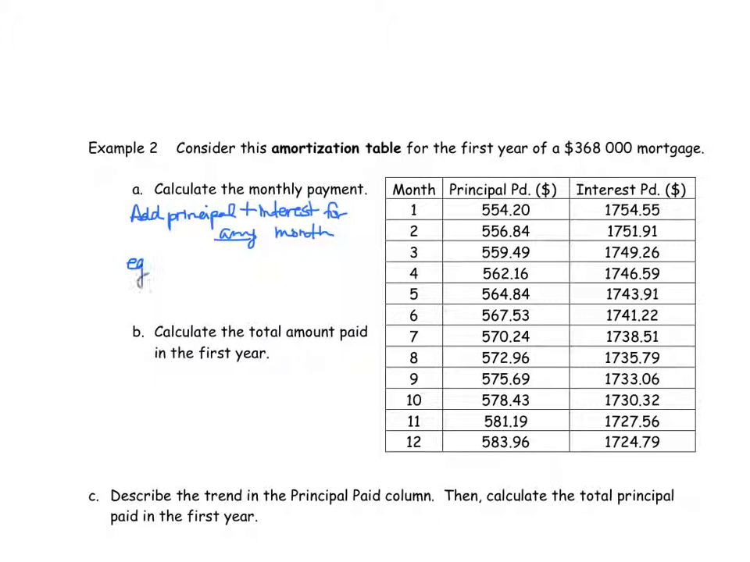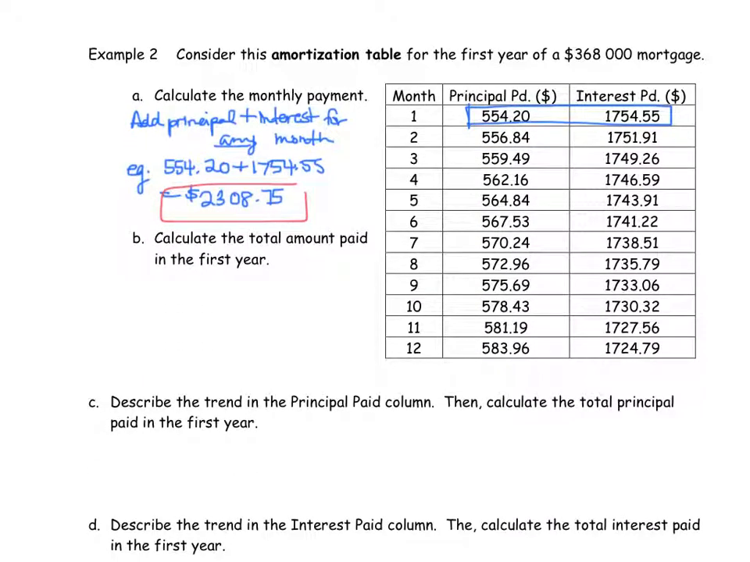But, for example, if we look at the first month for simplicity, we're just going to add together those two numbers. So $554.20 plus $1,754.55 gives us a monthly payment of $2,308.75.